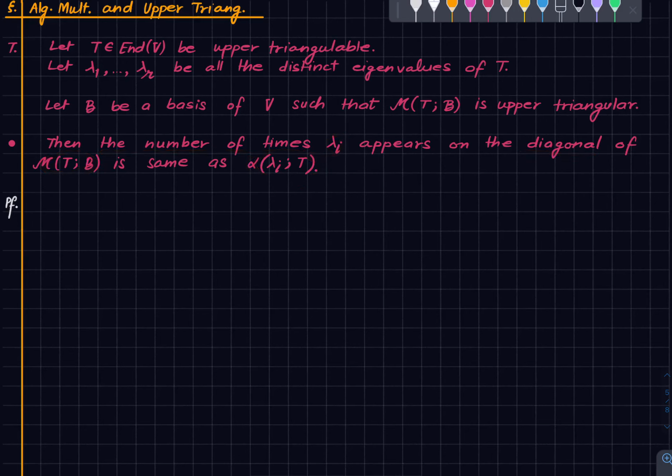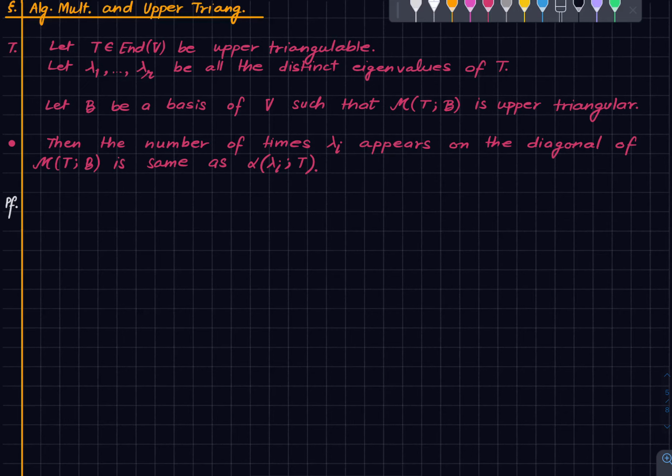So, as we recalled in the beginning, the entries on the diagonal are precisely the eigenvalues. But this theorem tells us more. It tells us how many times an eigenvalue appears on the diagonal. Precisely this many times. So the notion of algebraic multiplicity has a very matrix theoretic interpretation when you have upper triangulability. And hence on complex vector spaces, this theorem is very, very relevant.